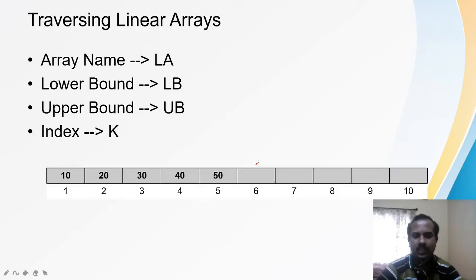Operations of the linear arrays. The first operation is traversing. What do you mean by traversing?